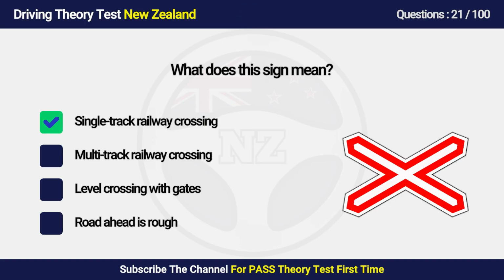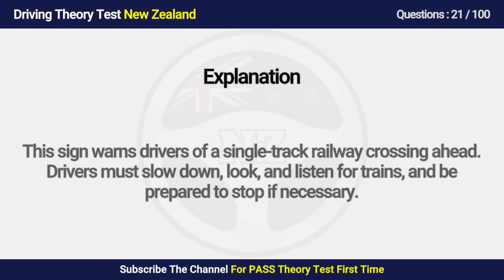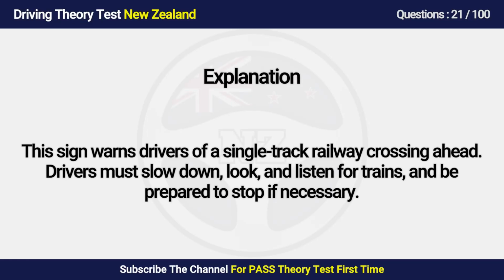Answer is A, railway crossing. This sign warns drivers of a railway crossing ahead. Drivers must slow down, look and listen for trains, and be prepared to stop if necessary.